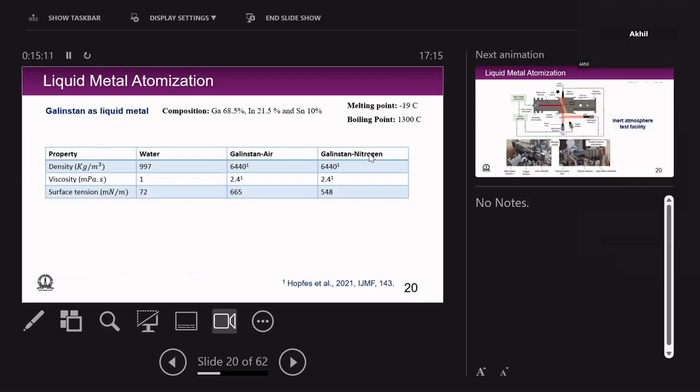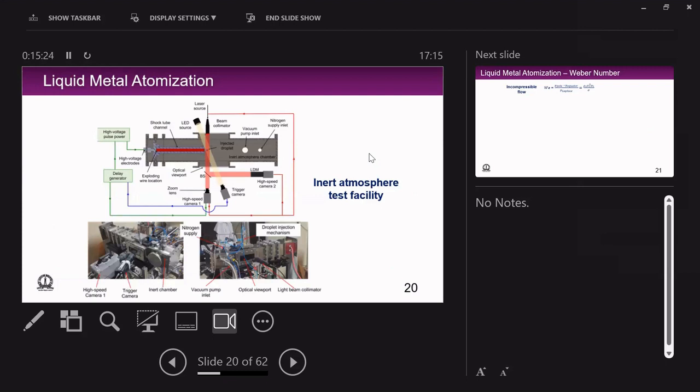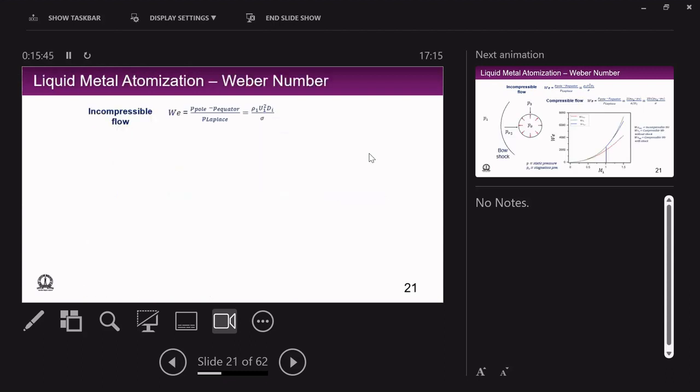Remember that the density is roughly about 6.5 times higher, viscosity is about 2.4 times, and the surface tension is a lot higher, one order higher. So these droplets are supposed to be more stable to begin with. This required the facility to be upgraded, because in liquid metal you instantaneously form an oxide layer, which encapsulates the liquid metal. So you need a nitrogen purge facility. This is the same facility enclosed in a nitrogen purged chamber. It's an inert chamber, basically.